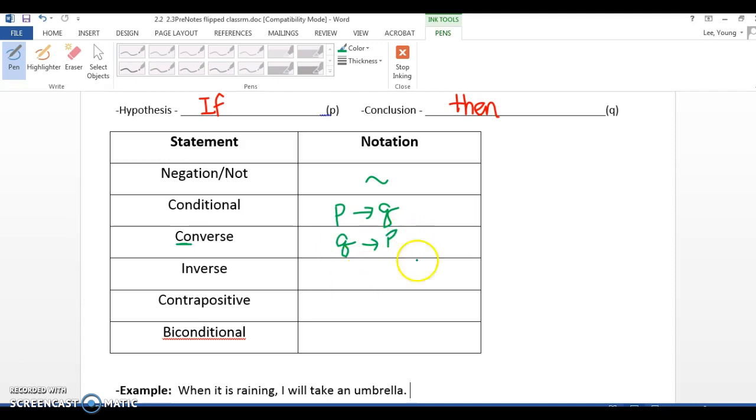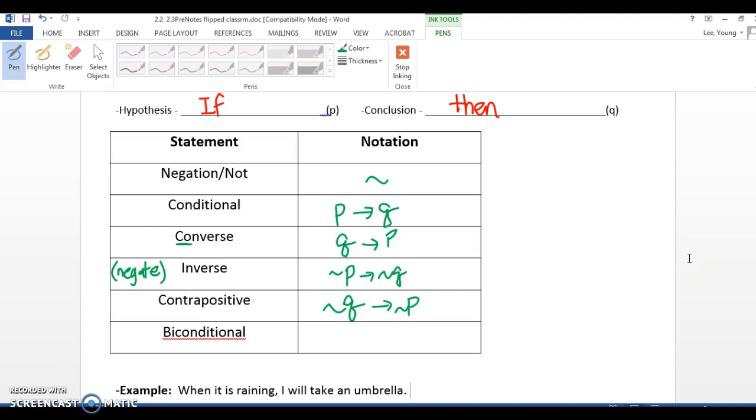Then what is the inverse? The inverse is when we negate them. So, negate the conditional statement. It's going to be not P, then not Q. And the contrapositive is when we switch the order, then negate both of them. So do you understand the conditional statement, converse statement, inverse statement, and contrapositive statement?